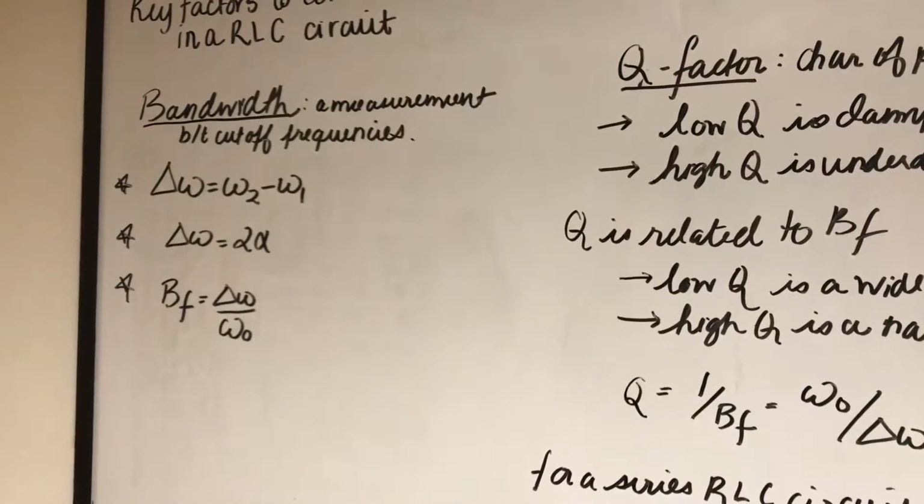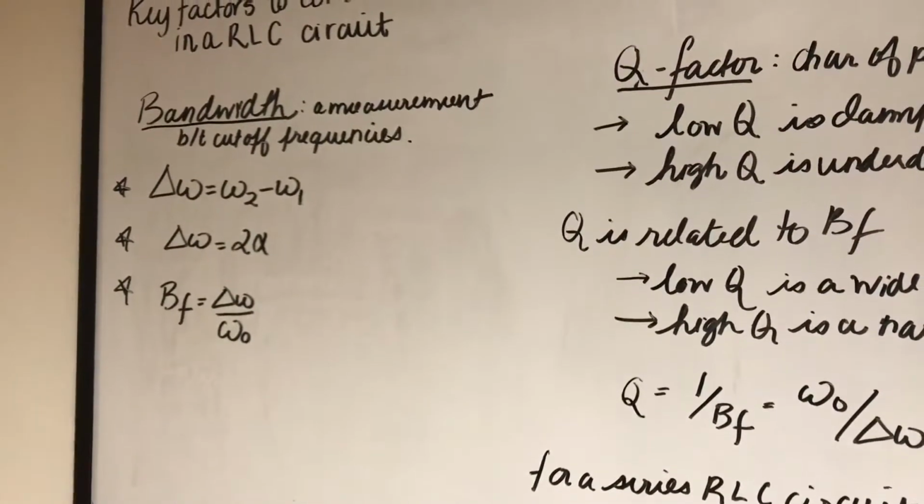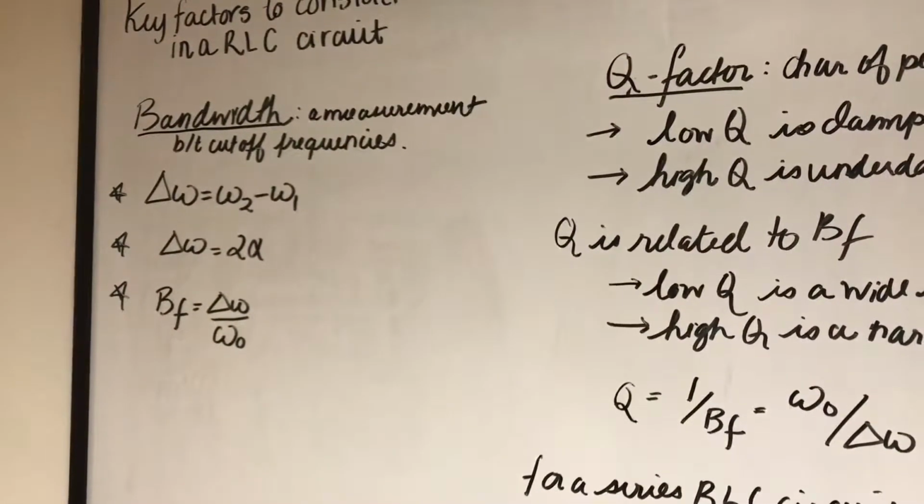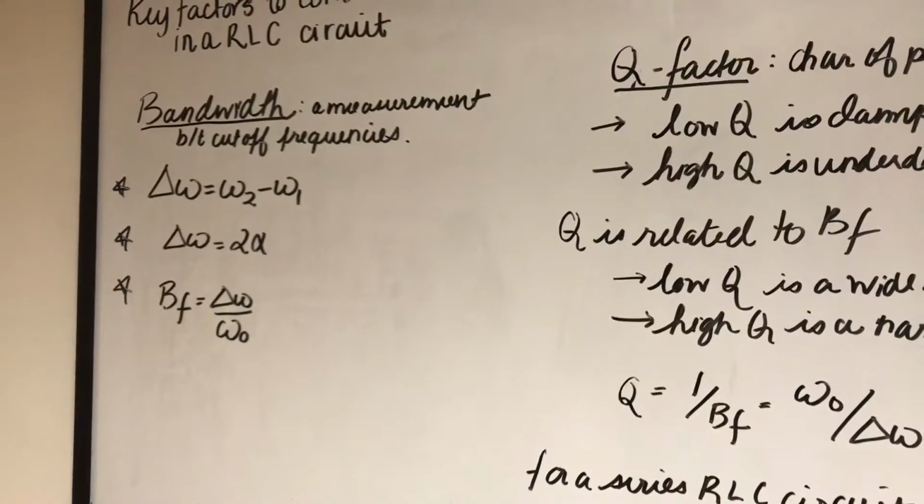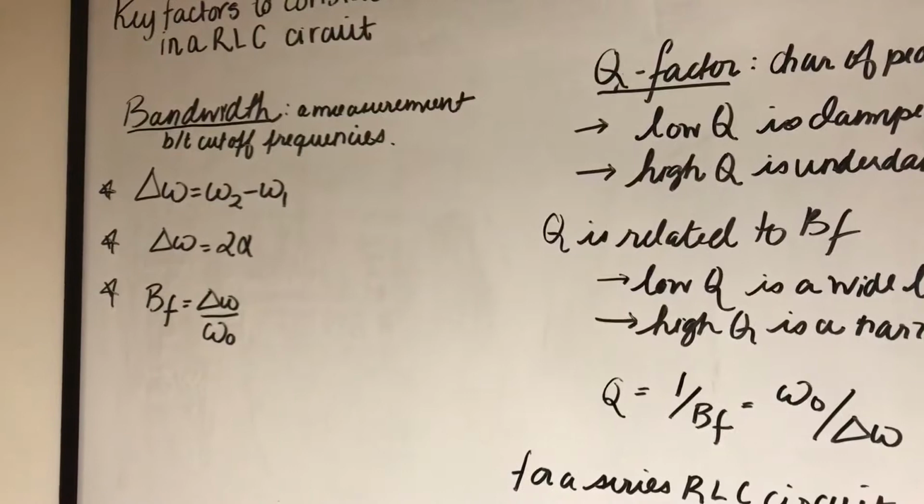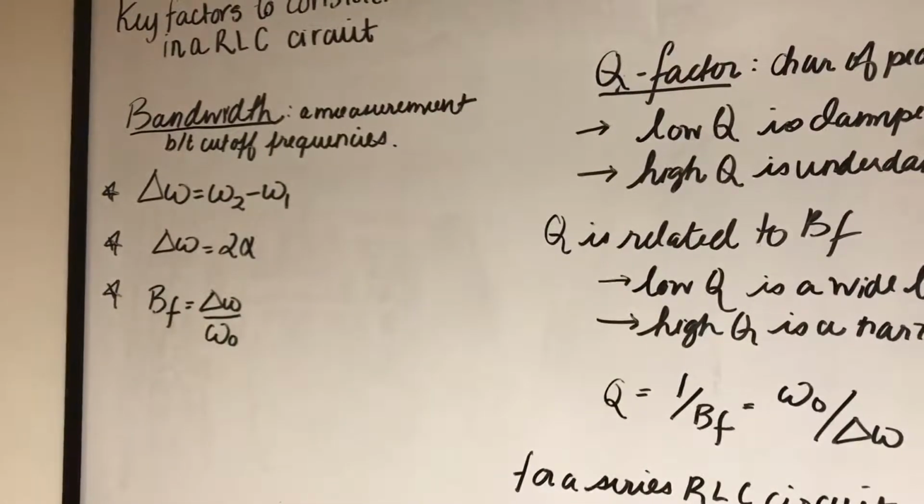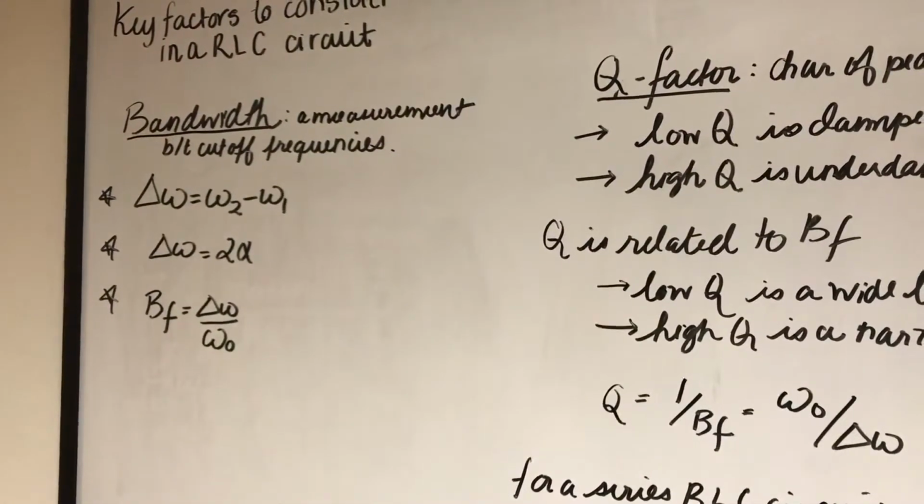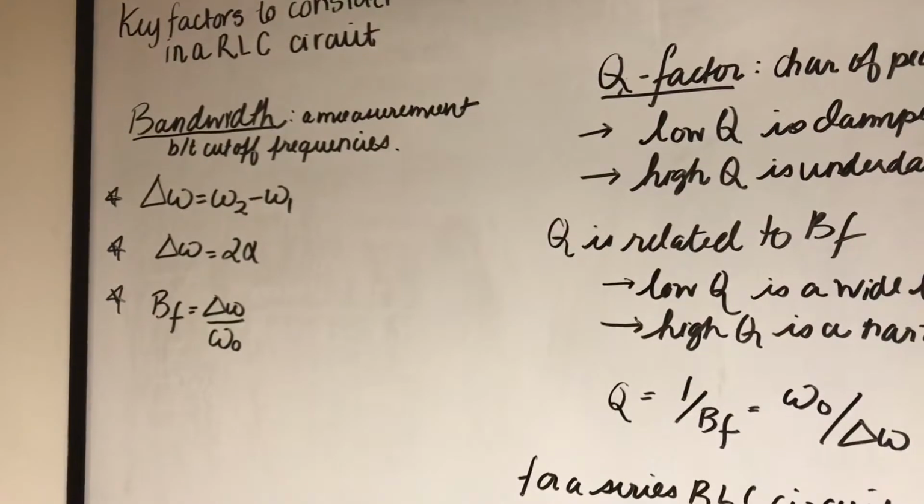It can also be written as delta omega equals 2 times alpha, which relates it to attenuation and thus the factor zeta we discussed. A more practical measure of bandwidth is the fractional bandwidth, BF, which is equal to delta omega over omega naught, and it's often reported as a percentage.